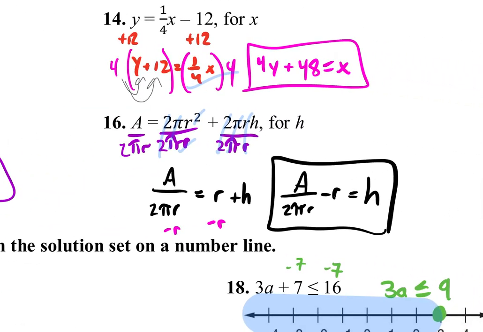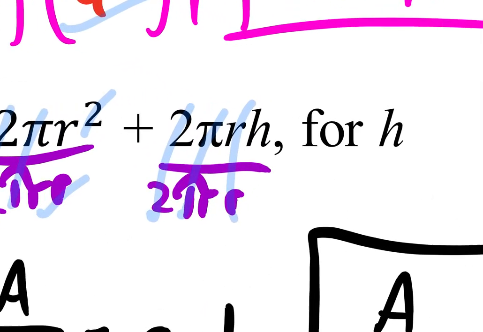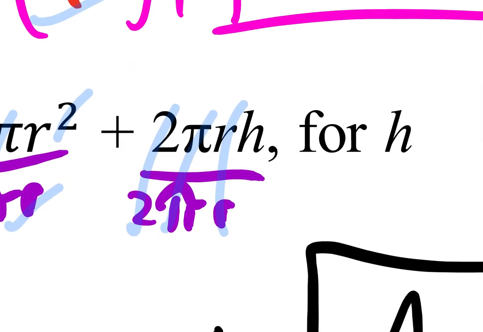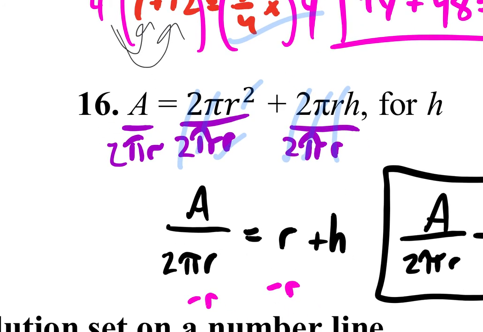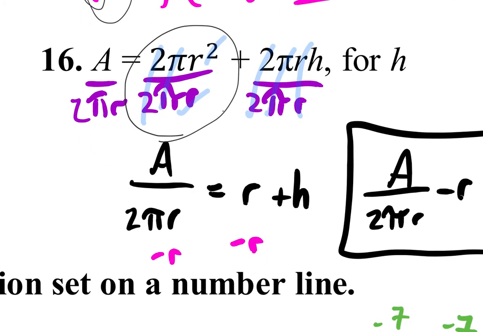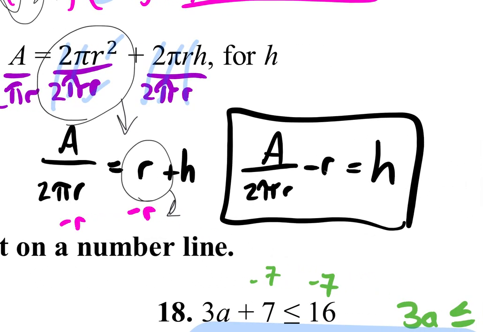16 is more complicated of one that I would give on a test. We're trying to solve for h. I could look in here and see that h is being multiplied by a 2, a pi, and an r. So I could divide that by everybody, because remember when we do division, we have to do it with everybody. And it also helps cancel out a lot of terms from the second one. So after I divide everybody by 2 pi r, we get to right here. And then the only thing that's with h is an r. So I'll subtract r from both sides to get that final answer.